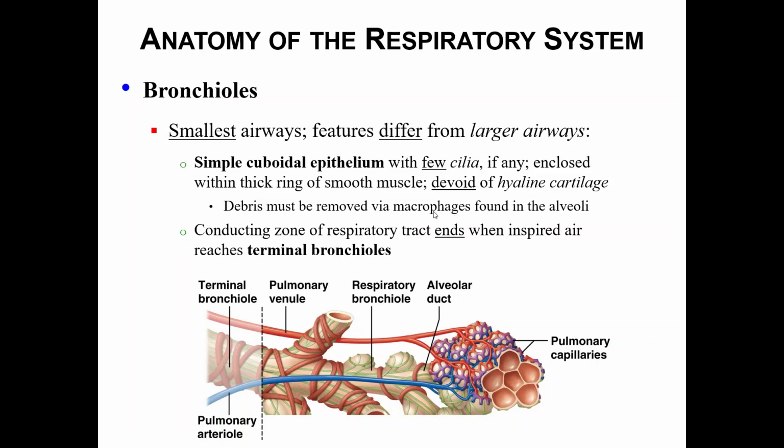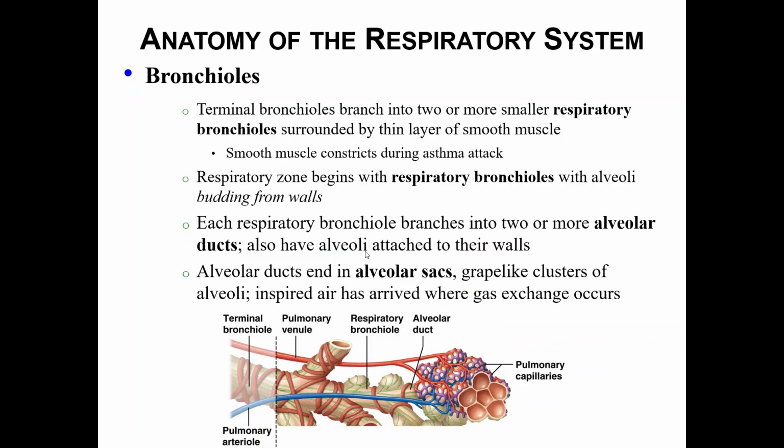We have 2 different regions way down deep here. We have your conducting zone. It ends when inspired air reaches your terminal bronchioles. Okay, so we've got primary, secondary, tertiary bronchi, then we've got terminal bronchioles. Okay, the terminal bronchioles will then continue to branch into respiratory bronchioles.